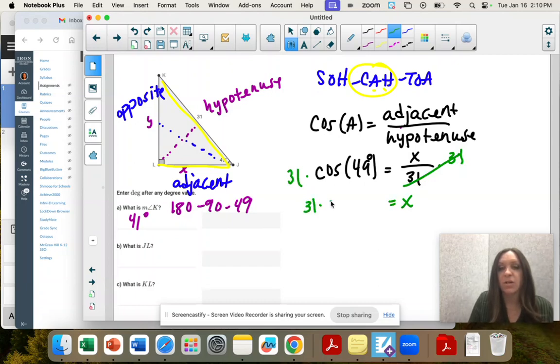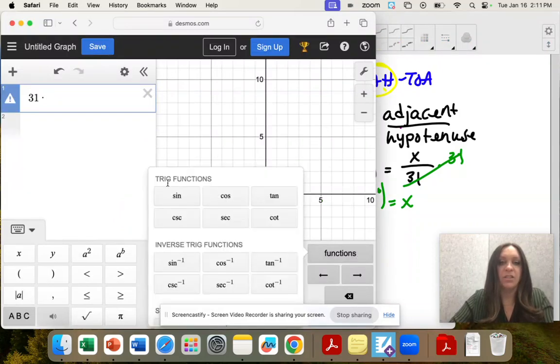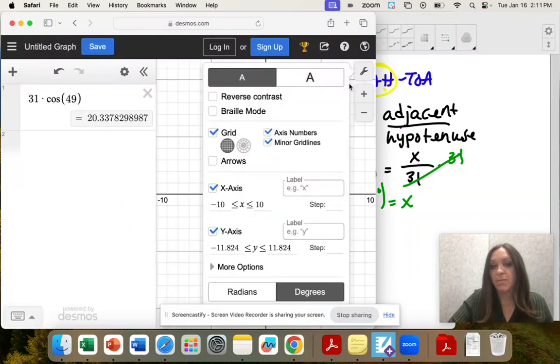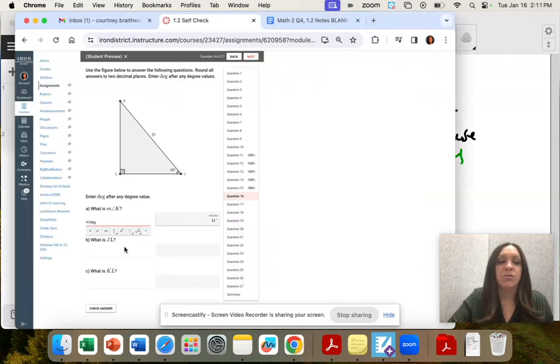So x equals 31 times cosine of 49 degrees. And we're just going to type that in the calculator. So 31 times functions cosine of 49. And I'm not going to type the degrees. I'm just going to check and make sure I'm in degrees, and I am. So that's 20.34 rounded.